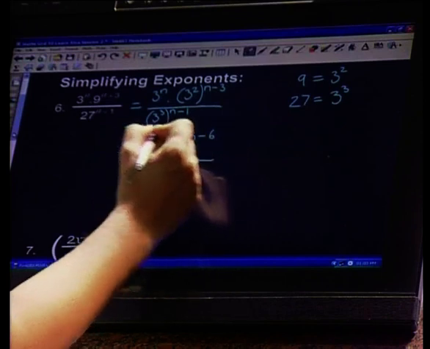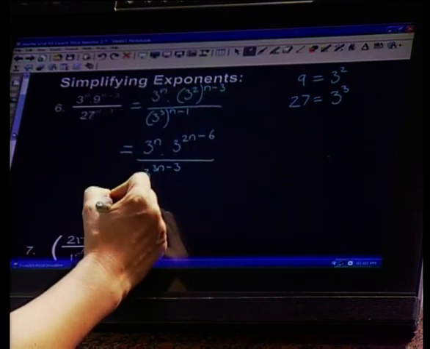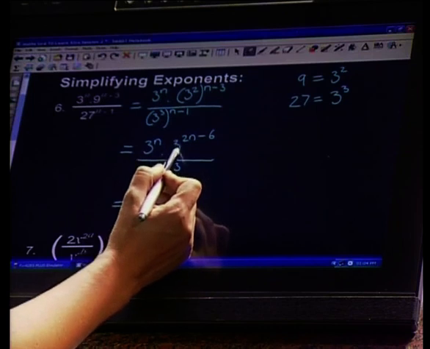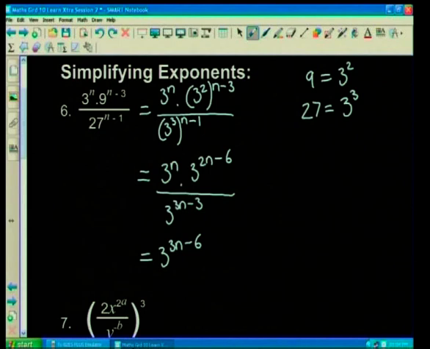Let's start by adding the exponents on the top, and then we'll bring up the bottom to subtract. So n plus 2n is going to give us 3 to the power of 3n, and remember the reason we can do this is because the bases are the same. Minus 6, and now I'm going to do two steps in one, where I'm going to bring this exponent up to the top and subtract it from the top. So minus 3n minus 3.